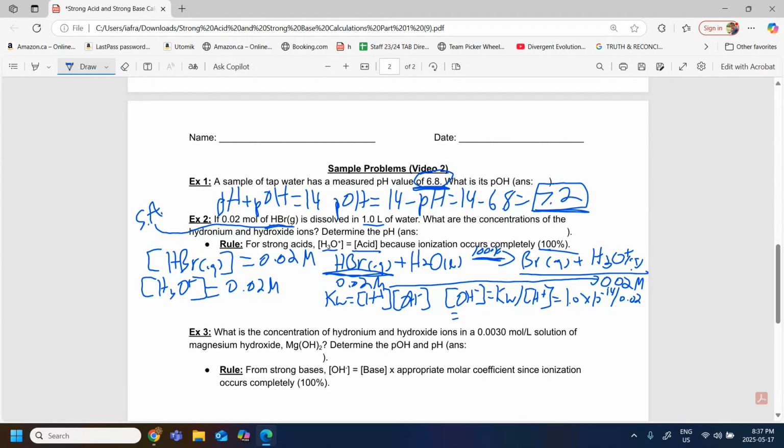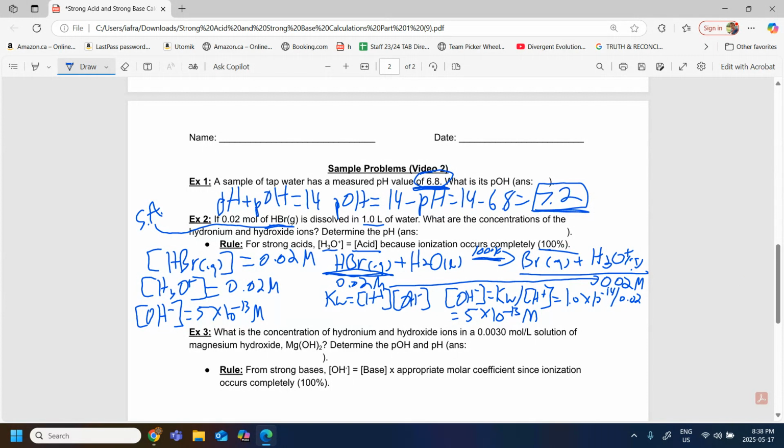And so it's going to give us, let's do that, 10 to the negative 14 divided by 0.02 molar, we get 5 times 10 to the power of negative 13 molar. And that would be the concentration of OH minus. There are many ways you could have done this. You could have also calculated the pH first and then found the pOH and then converted the pOH to the concentration of OH minus. Our last step is to find the pH.